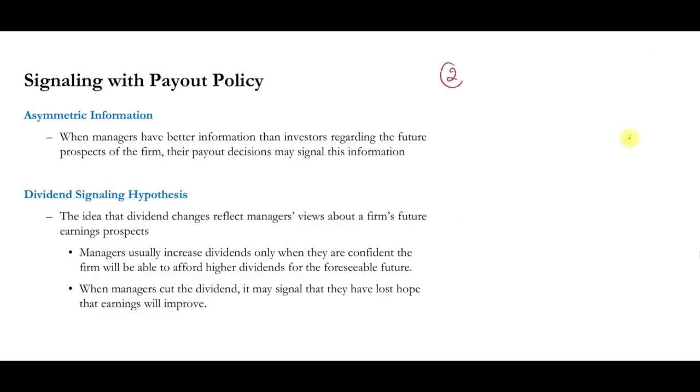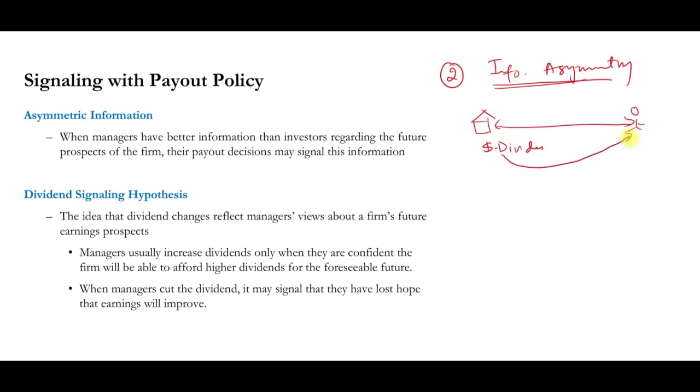The next imperfection was market imperfection, information asymmetry. When information asymmetry is there, it means there is a larger gap between the investors and the company. When the company pays dividends, it sends a signal to the market participants about the future prospects of the company. So when a company pays dividend, please listen again, it actually reduces this gap. So it may be used as a signal, signaling with the payout. When the company pays dividend, it can be used as a signal to reduce this information asymmetry.